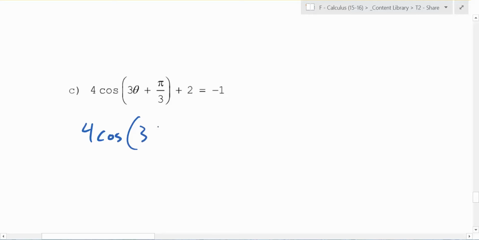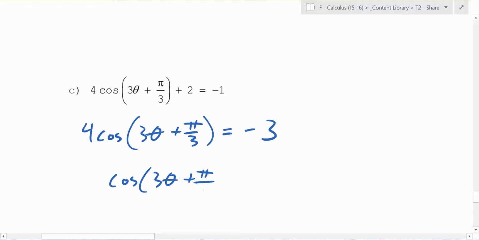So we have 4 cosine of 3 theta plus pi over 3 equals negative 3. Divide by 4. So cosine of this thing is going to equal negative 3/4. Is that a legal cosine value? Can cosine be negative 3/4? Yes, because cosine is between 1 and negative 1. So that's valid so far.